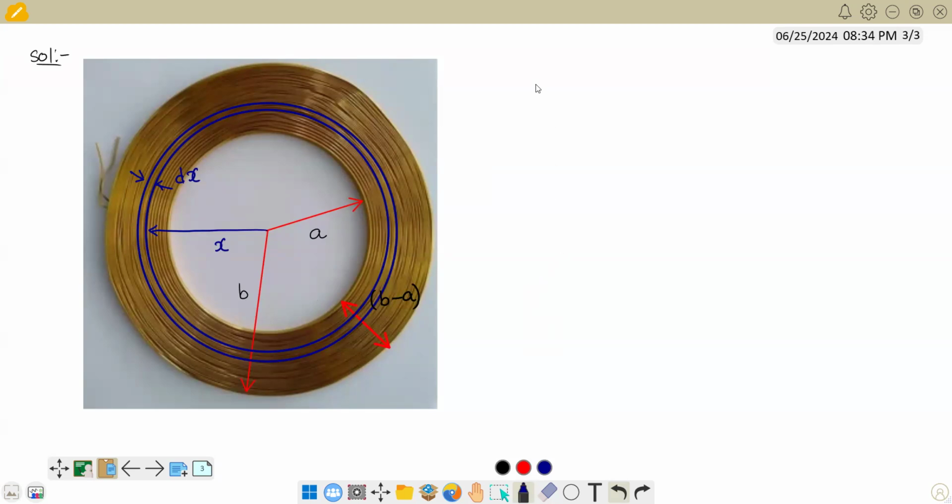If I ask you what is the magnetic field due to this, let us assume in this small dx thickness, n dash coils fit. So based on that, we can say the magnetic field due to only this small part, dB, would be n dash into mu naught I divided by 2 into x. This distance x is the radius of this imaginary circle of thickness dx. Now the question is, what would be the value of this n dash?